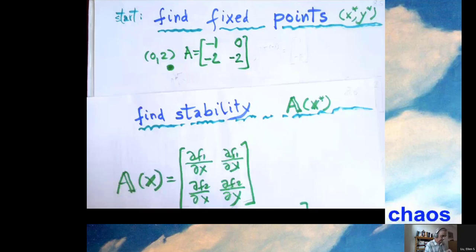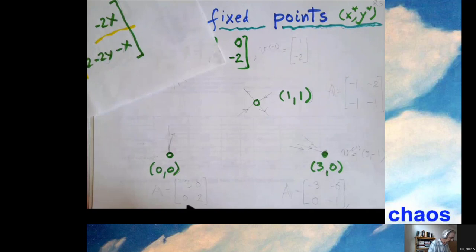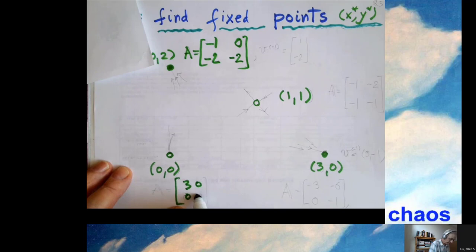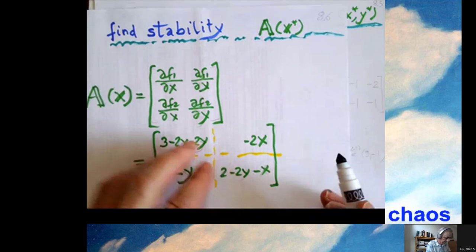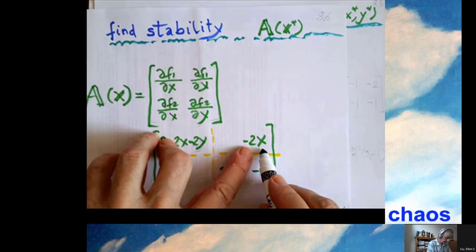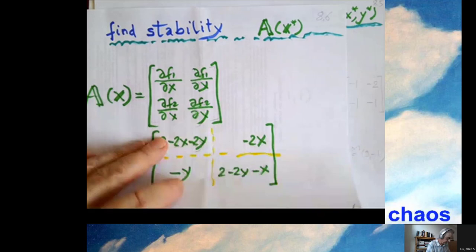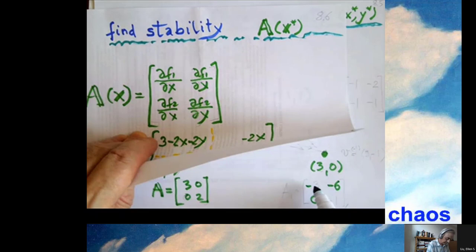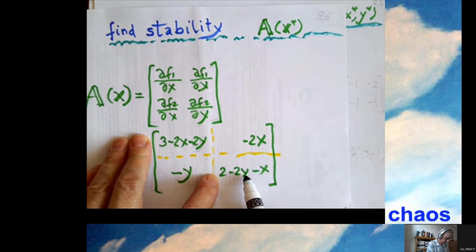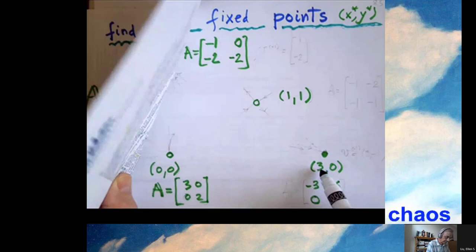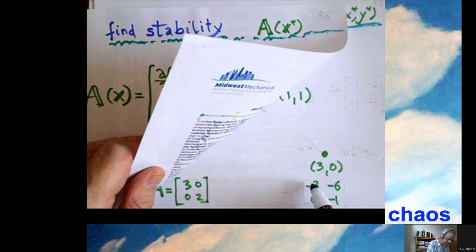So that's one of these guys. And now I can do it every place. At the origin, x and y are set equal to 0, so only 3 and 2 survive. At the other axis where y is 0 but x is 3, you can see here you get minus 6. y is 0, so you get 0. And then this adds up to minus 3. And this adds up to minus 1, since x is 3, so it's 2 minus x, so it's minus 1. I'm good, I didn't make an error.